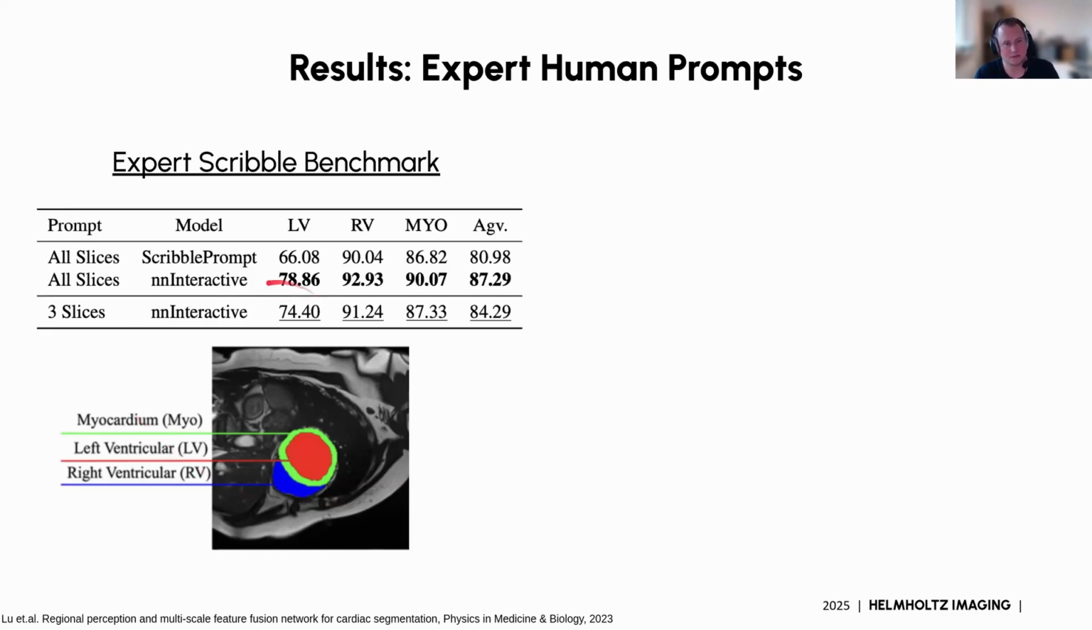And here we see that nnInteractive keeps its lead relative to ScribblePrompt, which is the only other method that allows scribbles to be used. And it even keeps that if we reduce the scribbles to only 3 slices, whereas ScribblePrompt always has to have scribbles on all slices because it's a 2D method.